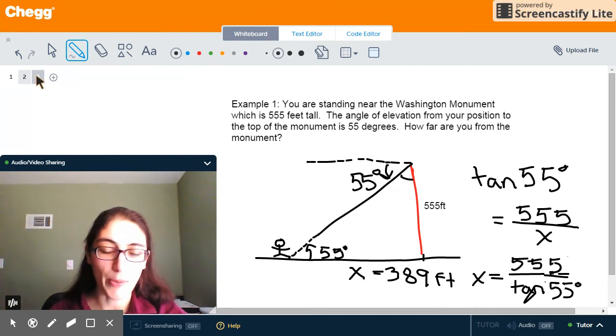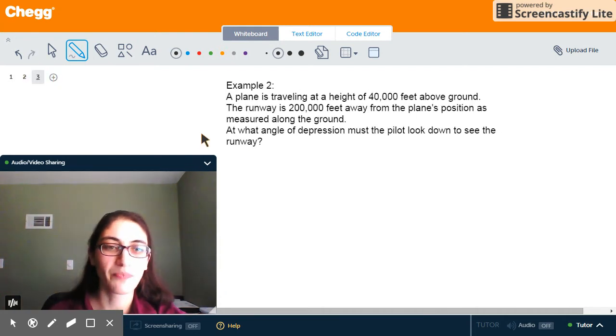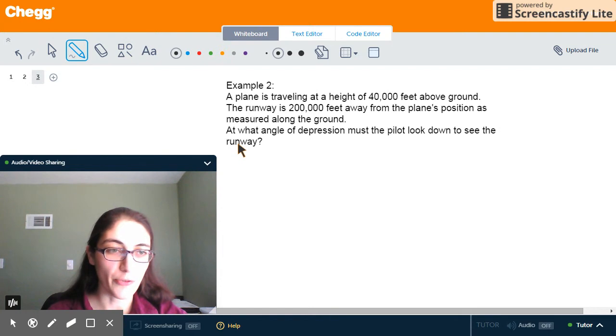Now let's look at a problem that actually does use angle of depression. A plane is traveling at a height of 40,000 feet above ground. The runway is 200,000 feet away from the plane's position as measured along the ground. At what angle of depression must the pilot look down to see the runway?